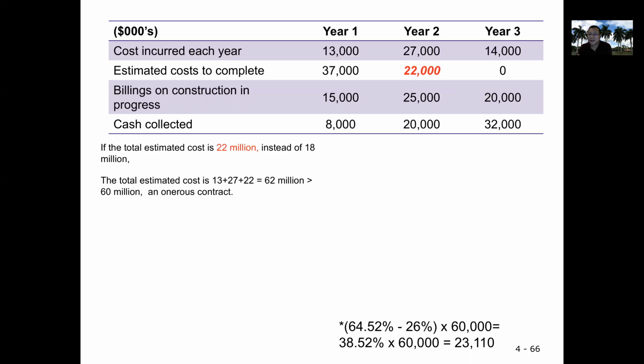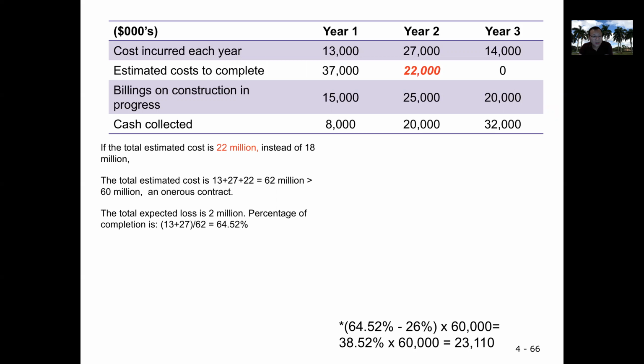Right away, at this point, we realize this is an onerous contract. Based on the efforts, we have to recognize all the loss right away. So how much do we lose on this project? The cost, 62 minus the price, that will be $2 million. So we are expecting at the end of the day, we are going to lose $2 million on this project. So up to this point, the total amount of loss should be 2 million, right?